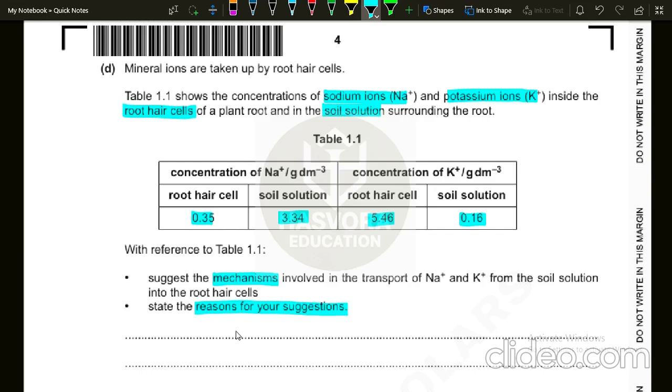And when the sodium and the potassium, the transport of sodium and potassium from the soil solution into the root hair cell, okay, keep an eye on that. So you can see that in the soil solution we have more sodium than in the root hair cell. So it means that there will be only facilitated diffusion here, and in the soil solution we have less potassium than in the root hair cell, so this means there will be active transport here.